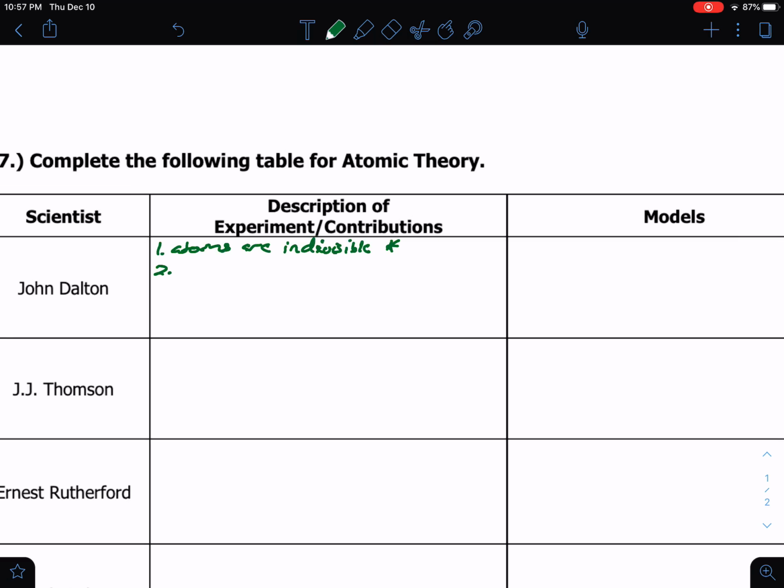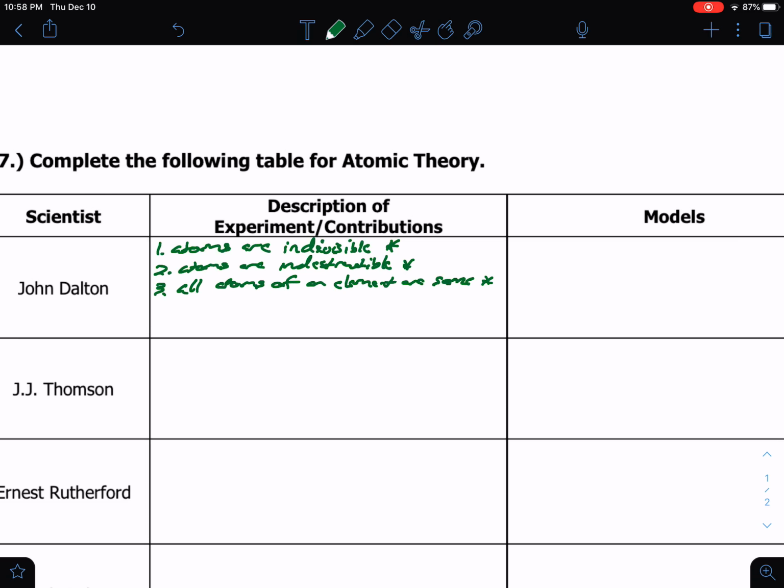His second postulate, atoms are indestructible. So we can't actually destroy it. But when we look at things through decay, things like that, we can actually break that down. So that one was disproven as well. Number 3, all atoms of an element are the same. We figured out that this was wrong. The first 2 are kind of the same thing.